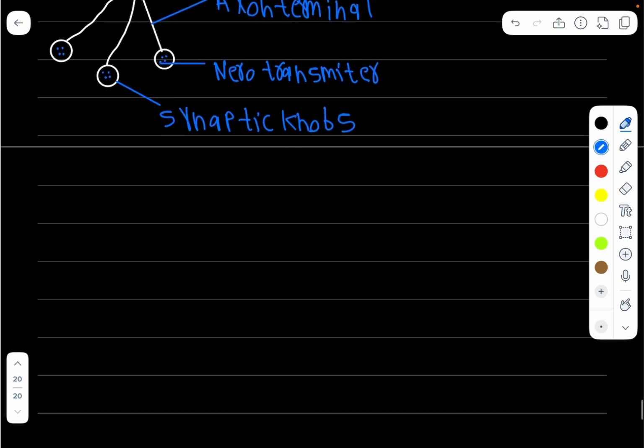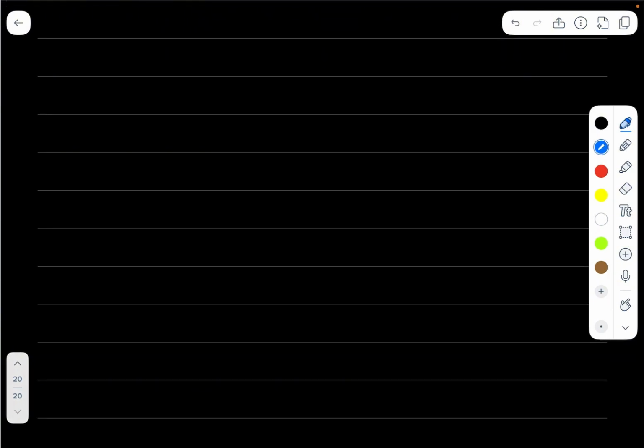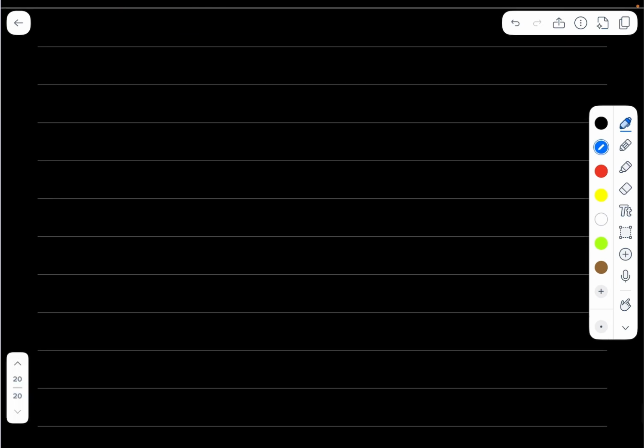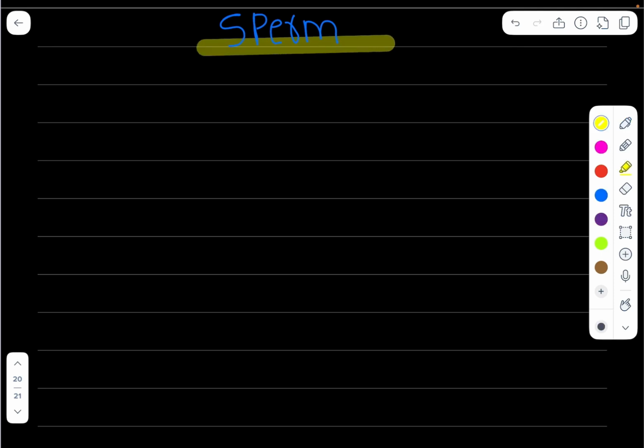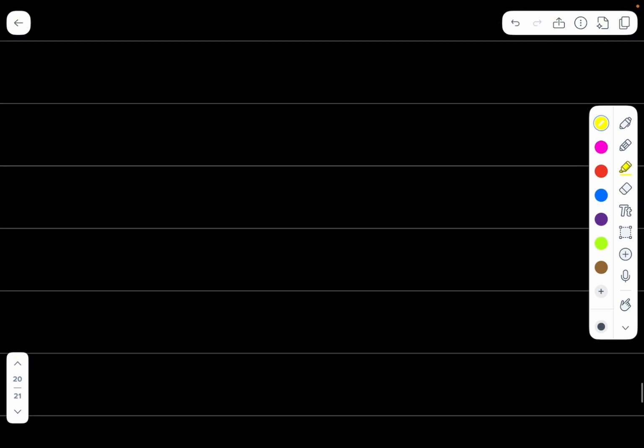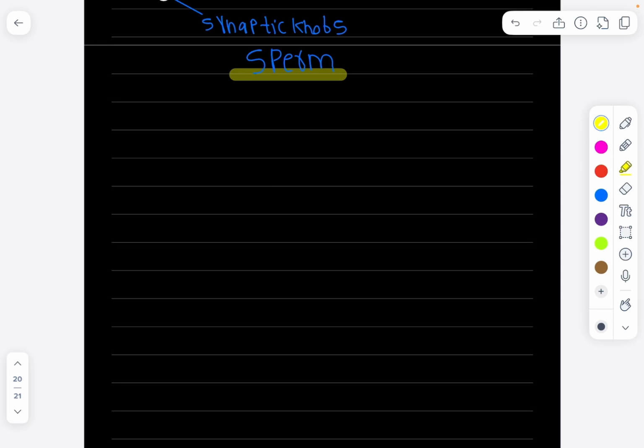The next topic that we are going to do is the sperm. Right, we are going to study the structure of the sperm. First we will draw the structure of the sperm, then we are going to explain every structure and what it does. Then at last we have the egg. After that, half of the specialized cell structure chapter will be complete.